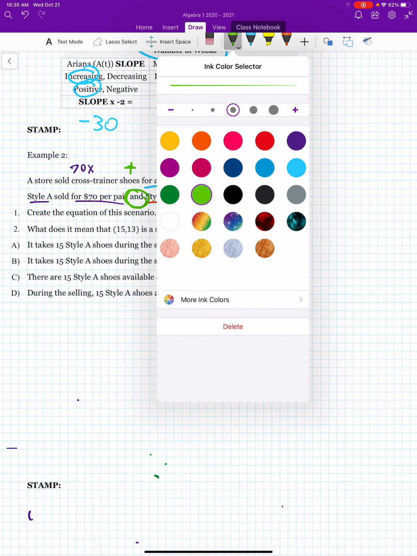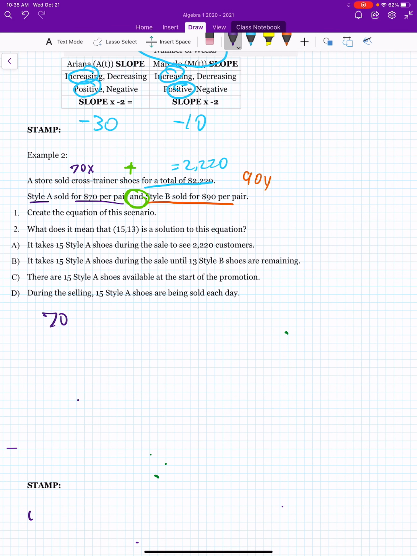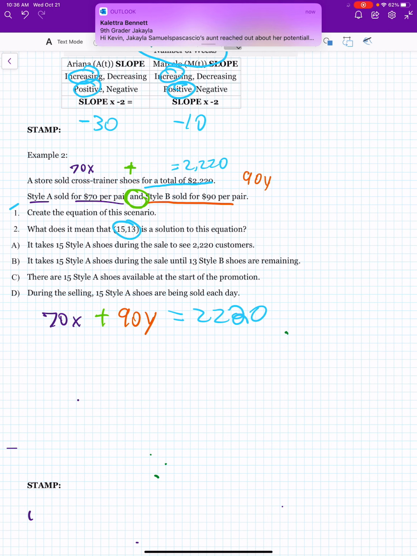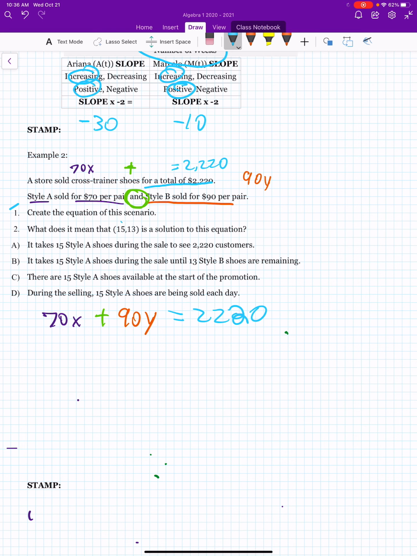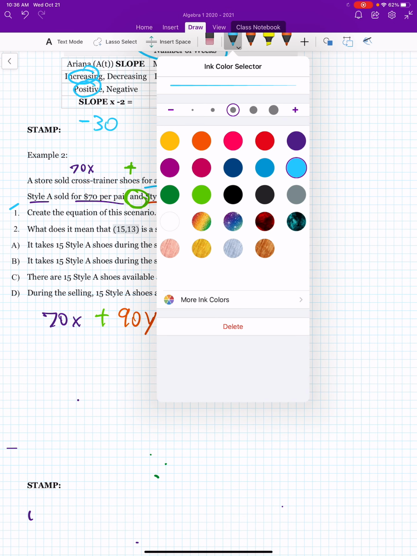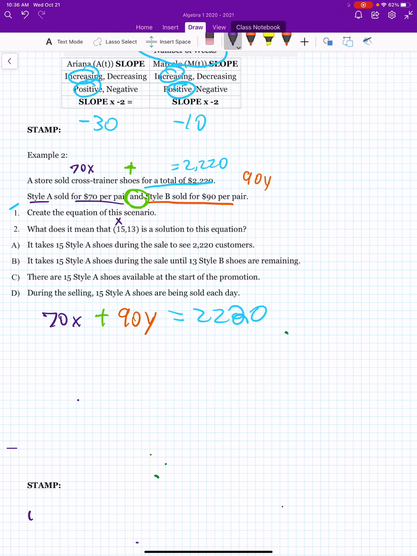So I know it's kind of mixed up here, but let's just rewrite it. We have 70x plus 90y equals 2,220. And so now we have to look at our point, (15, 13). Very crucial to know, our x is going to be 15. So this is a point with an x value, which is 15, so we just substitute x for 15. And then we add our y value, which is 13. So 90 times 13. Ultimately, all equals 2,220.